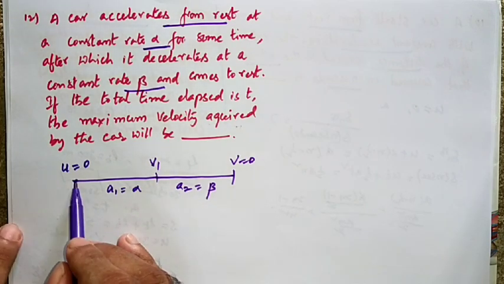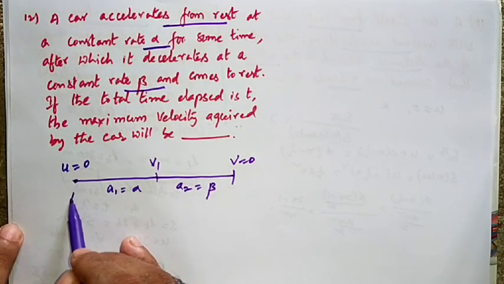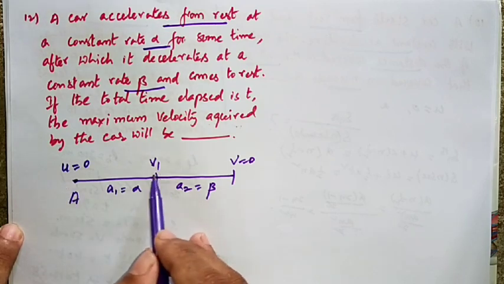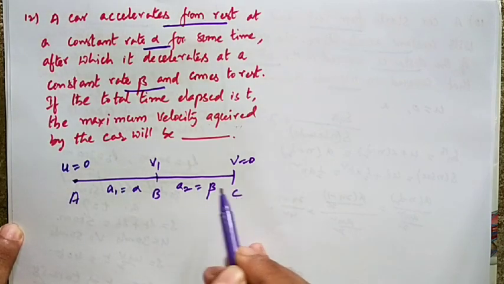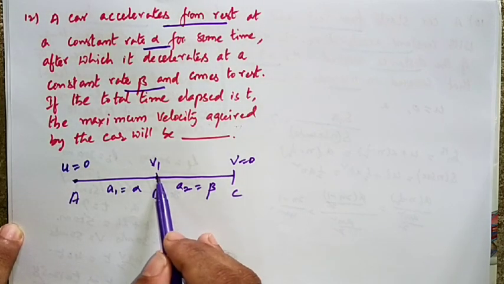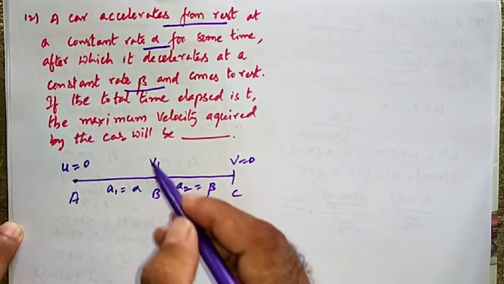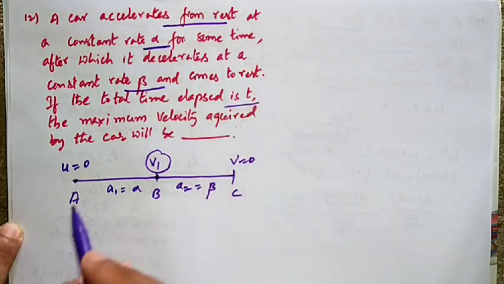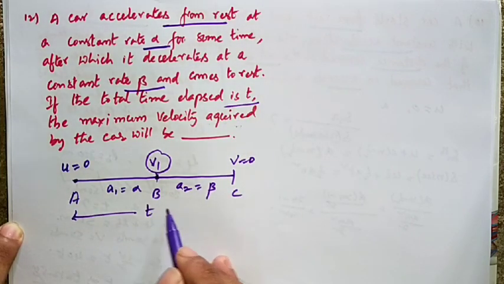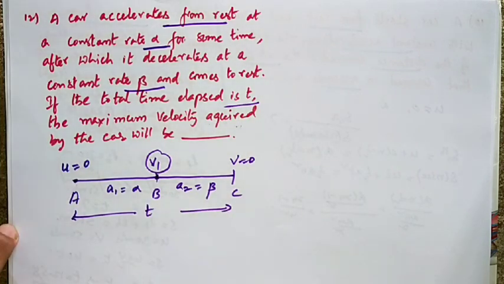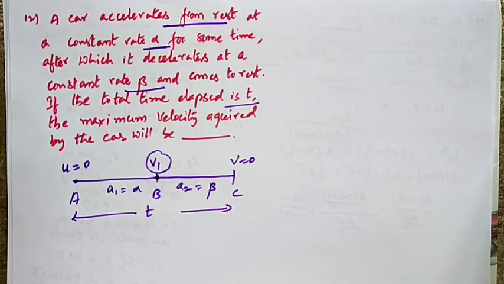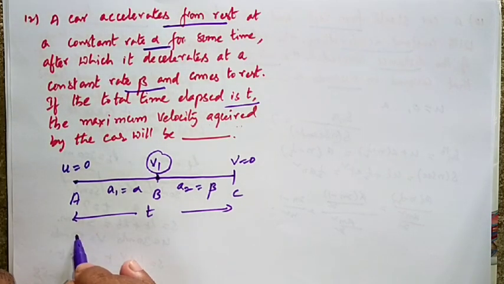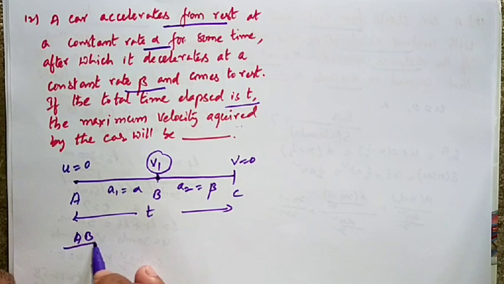Already we discussed, because from point A to B it is accelerating, and B to C it is decelerating. So v1 is the maximum velocity. This v1 we want to calculate if the total time elapsed is t. It takes a time t to move from point A to C. Now let us calculate first from A to B.